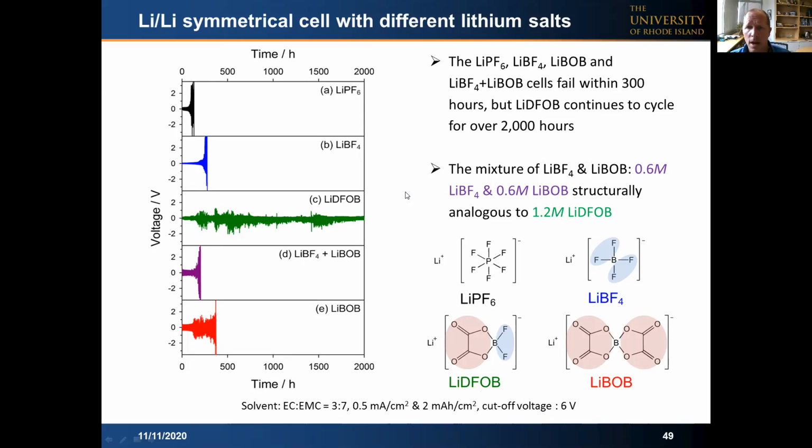Very, very long time. However, if we use LiBF4 plus LiBOB, which is basically a combination of two species which are the same components of lithium difluorooxalato borate, basically half and half, we also see the cell die very rapidly. And if we use the LiBOB electrolyte, lithium bisoxalato borate, once again, the cell dies very rapidly. And so we were really confused as to why the lithium difluorooxalato borate has such good cycling performance, where this very, very similar electrolyte formulation has very poor cycling performance.